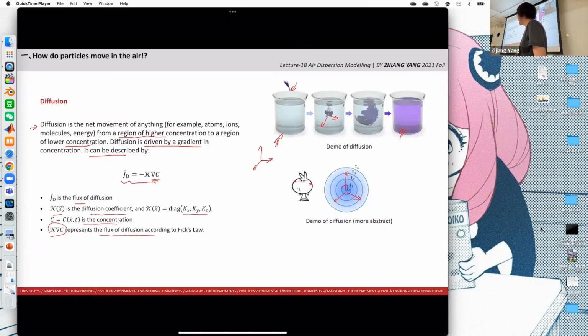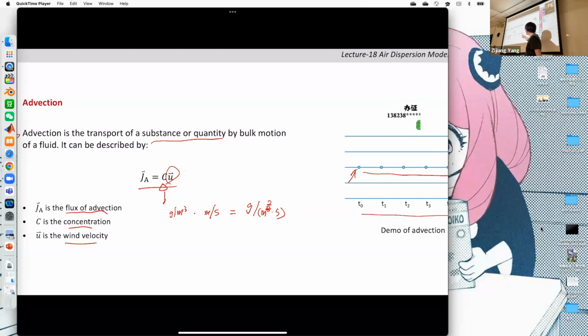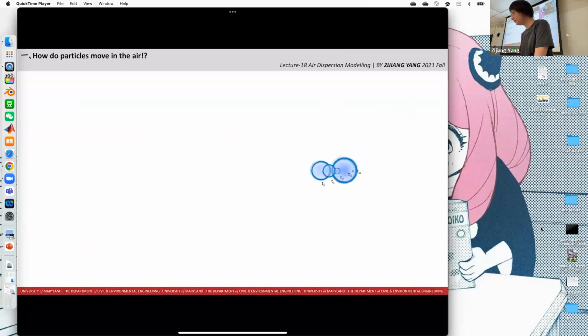So far, do you guys have any questions? Yes. What unit is flux? For the flux, let's just use this as an example. We know that the concentration would be gram per cubic meter, and the wind speed unit is meters per second. If we combine these units together, that will be gram per meter square per second. So it means in a unit area and a unit time, how many particles or how much matter gets through it. Yeah, so this is the unit. Any more questions?